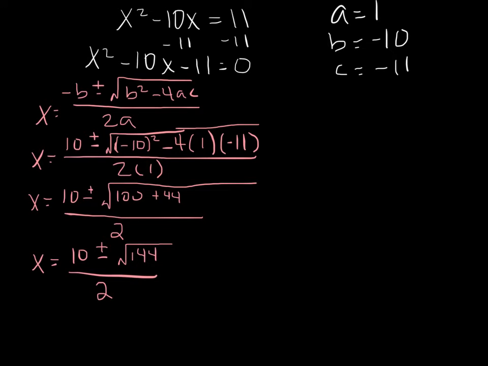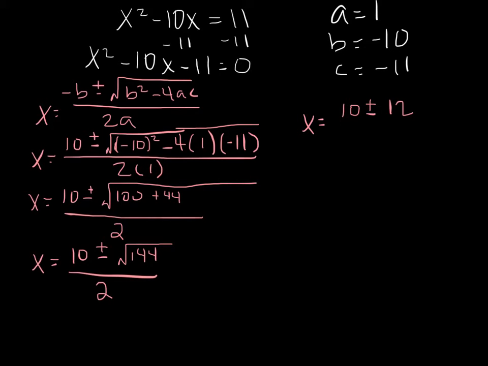Still not quite done yet, so we bring it up here. x equals 10 plus or minus. Okay, so we're looking at what the square root of 144 is. What times itself gives us 144? And the answer to that is 12.